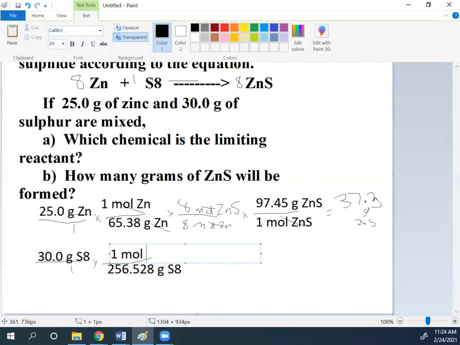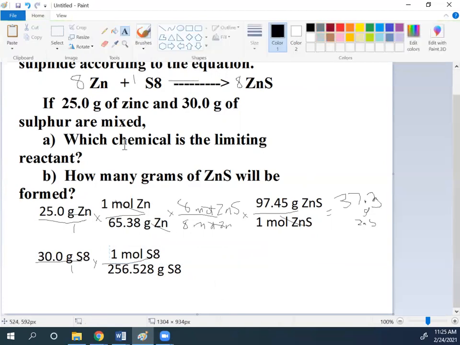Yeah, because S is 32.066. I would take it if you put 256.532. I understand what you're doing there too, okay? Does that make sense? Are you with me? Okay, we'll talk about this later. S8. And then multiply.